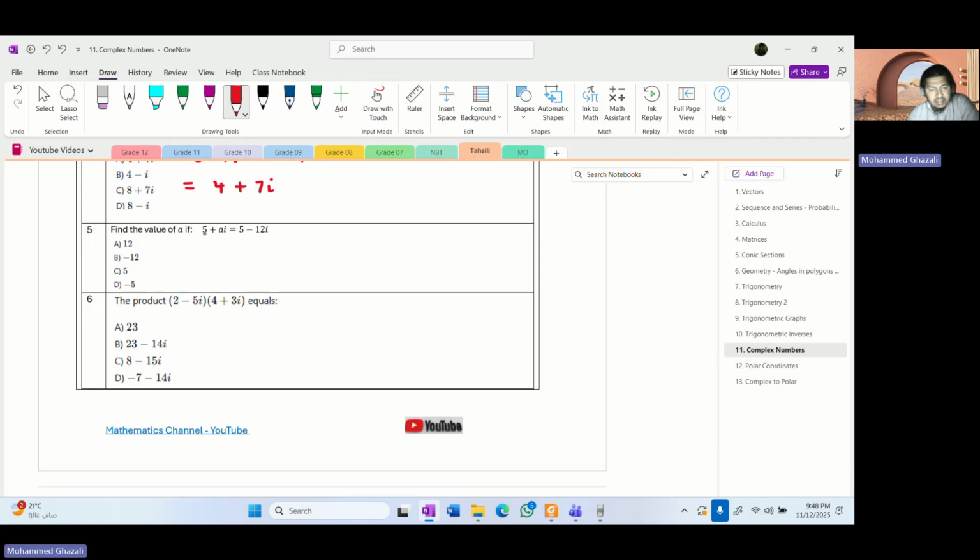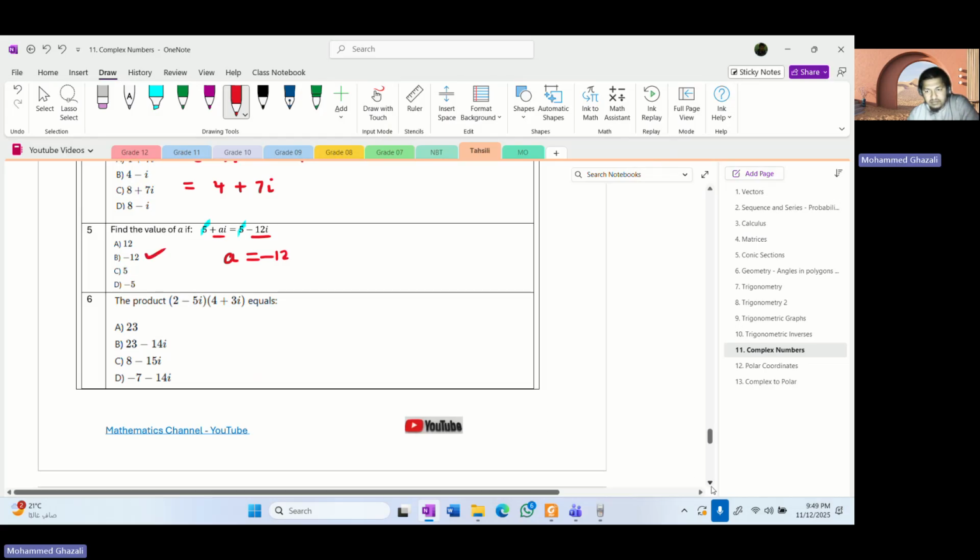Next one. Find the value of a if this is the case. 5 equals 5. So you can take out 5 from both sides or equate 5. So you're not solving anything. And a is equal to negative 12. So easy, right? Equate this to that. So a is just equal to negative 12. It's like just equating both.